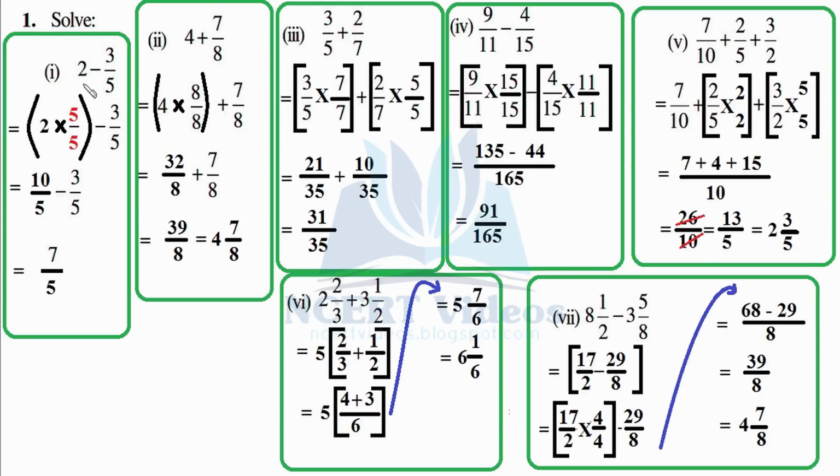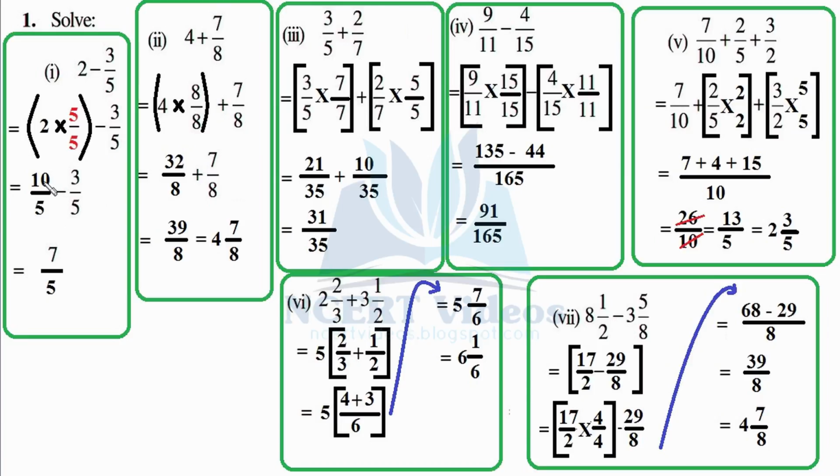We have to make the denominator in this case 5. If we introduce 5 in the numerator as well as in the denominator, the value will not change, because if you divide it out, it will be 1 again, back to 2. So we can introduce it, provided we introduce it in both the numerator as well as the denominator. So 5 twos are 10, and 5 ones are 5, minus 3 by 5. The whole purpose was making them like fractions. Now we can subtract.